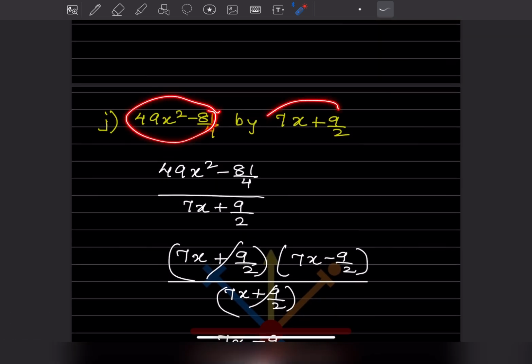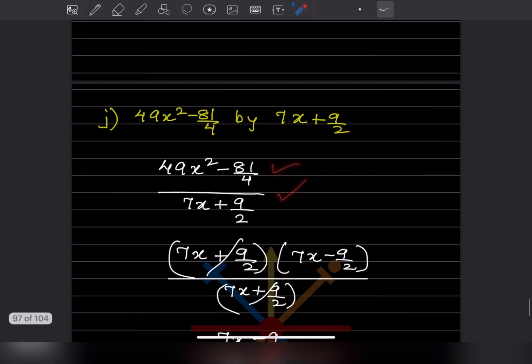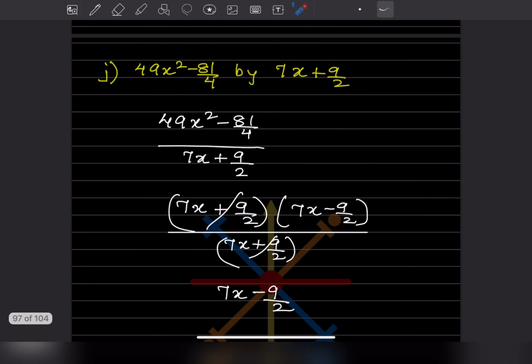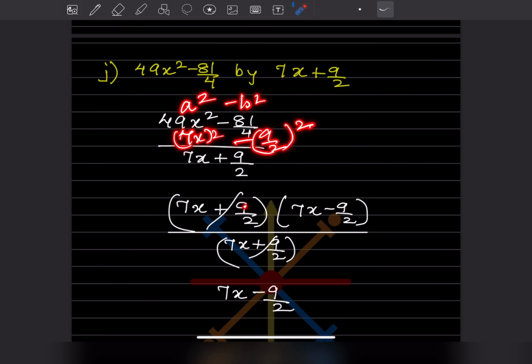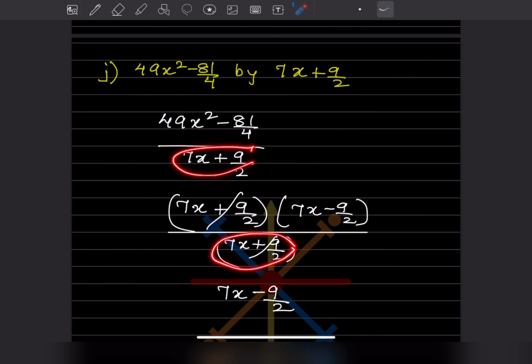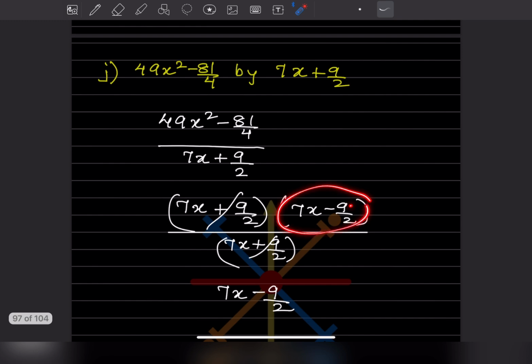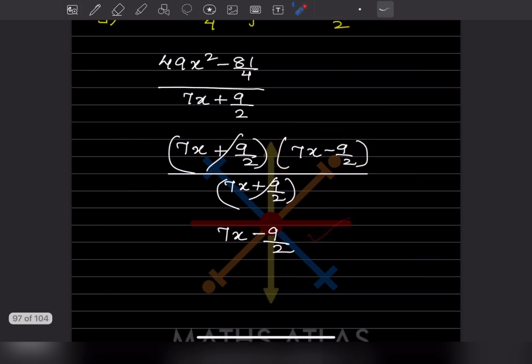Now look at here. So now this will be a square minus b square. So this will be (7x) whole square minus (9/2) whole square. Now we can write a plus b, this is a, this is b, and this is again a minus b. The denominator is the same, so here this and this get cancelled. So what remains here is 7x minus 9 by 2.